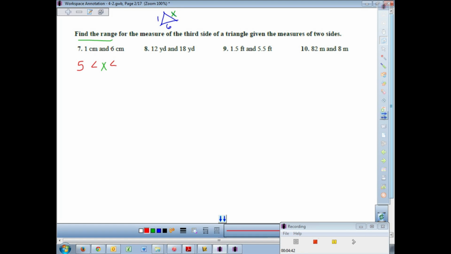How can I find the bigger boundary? Add those numbers together. What would you get? 7. The question is, can I put equal to bars on this? This is like a less than symbol. Should it be less than or equal to? Let's see if 7 works or if 7 doesn't work.